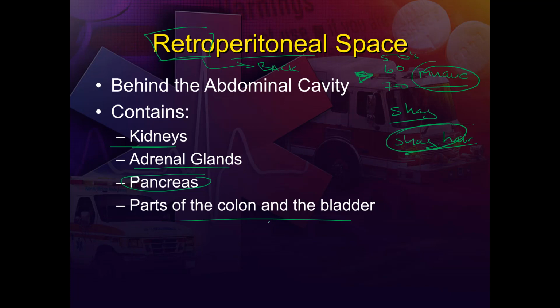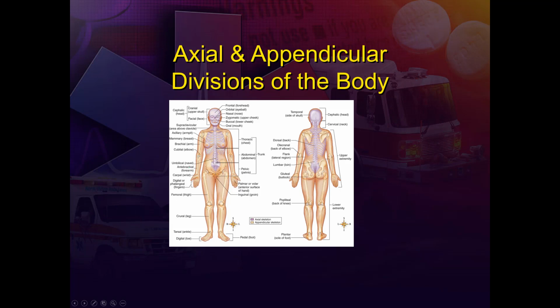The retroperitoneal space would have the same membrane linings as we've discussed earlier. So that concludes the body cavity section. Let's use another example of major subdivisions of the body.